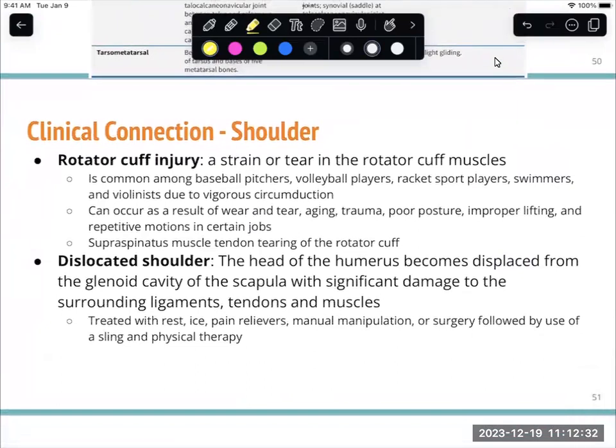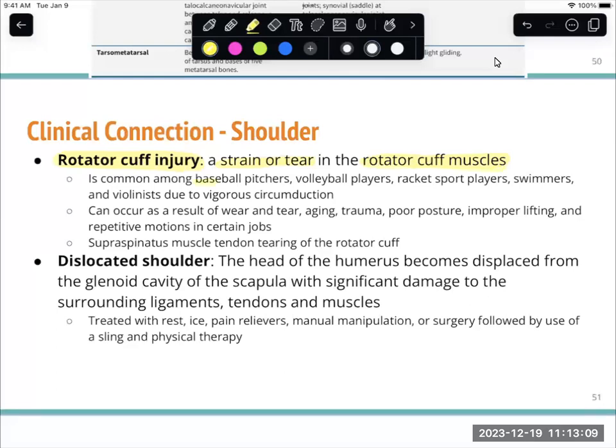So let's look at different injuries of different joints, because we go through in lab all of the different joints, all of the ligaments of the joints, tendons, everything that makes up all of those joints. So let's go through the different injuries. We have rotator cuff injuries. A rotator cuff is in the shoulder, so it could be a strain or a tear to any of the muscles of that rotator cuff that make up that shoulder joint.